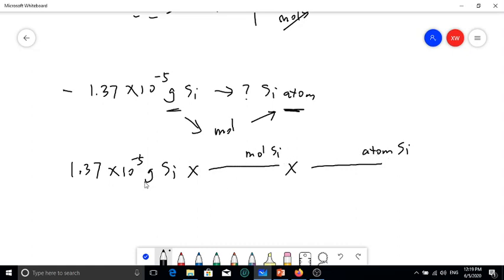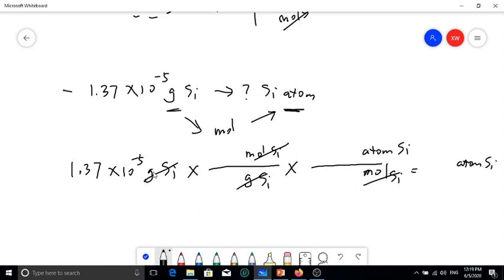And the first unit you're trying to get rid of is the gram of silicon down here. And the second unit you are trying to get rid of is the mole of silicon. So gram of silicon will be canceled, mole of silicon will be canceled as well in this order. So at the end, you would only have atoms of silicon left over. Now let's fill in numbers, okay?